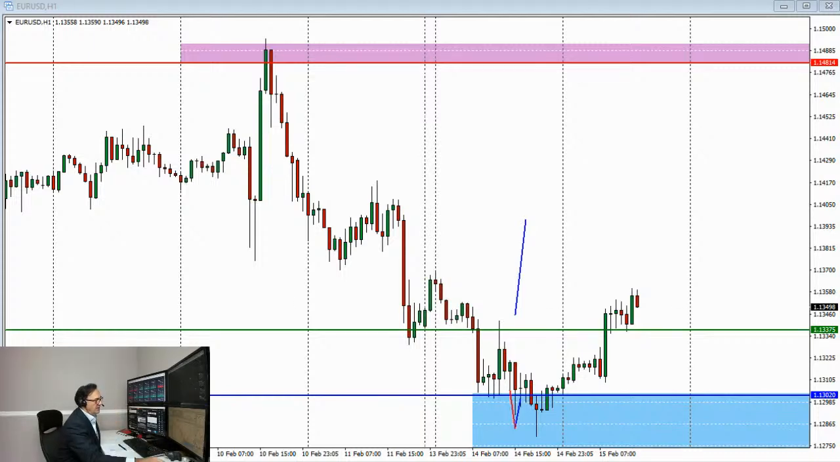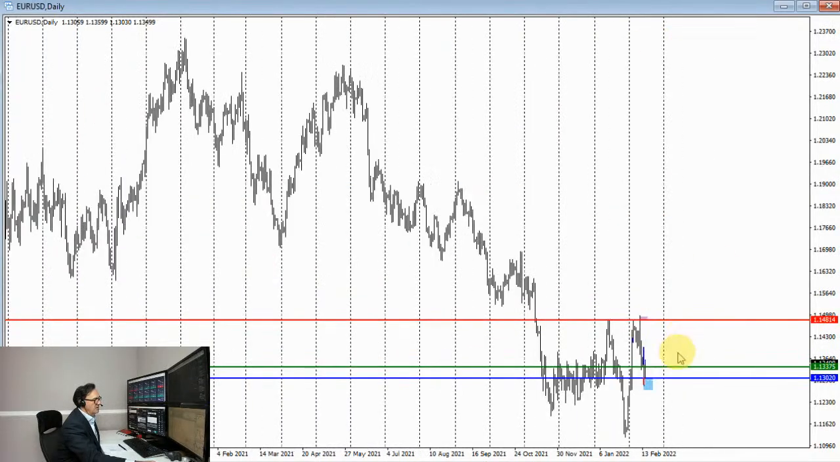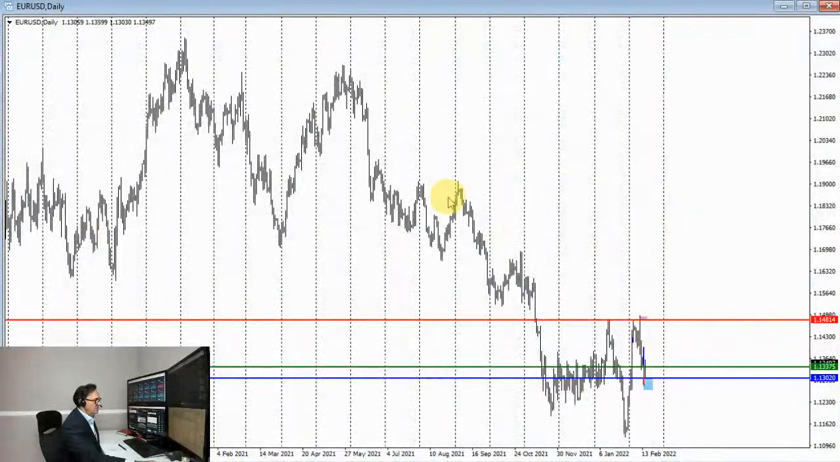Now let me talk to you about euro dollar. So euro dollar, very quickly. Euro dollar is downtrending in my book, and you guys know I was short. I was short from what was the level? I was short from 114.62. And I'm out of this trade now. I'm out of this trade. Lower high, lower high, lower high.